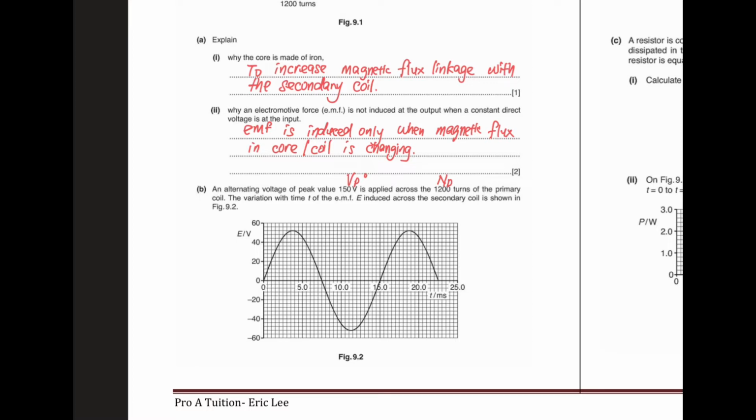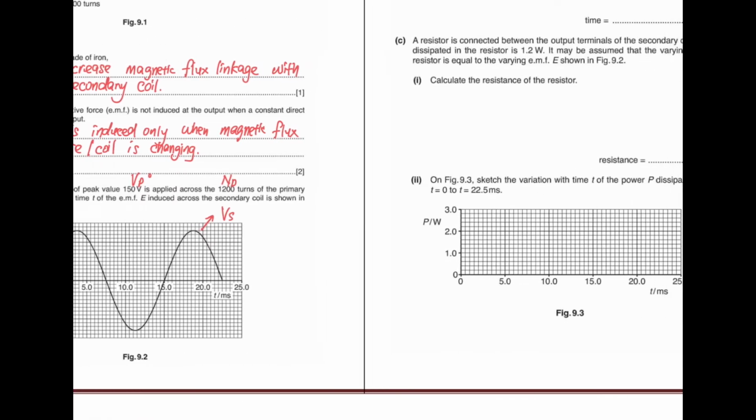So they give us the graph, and be careful with the words that they use. The variation with time t of the EMF E induced. EMF induced is Vs, the secondary V. Now let's see the other side.